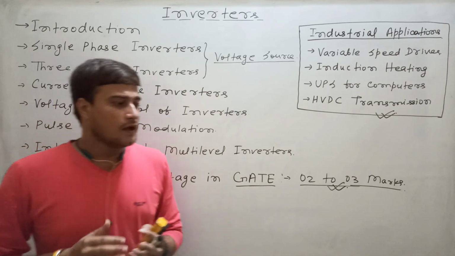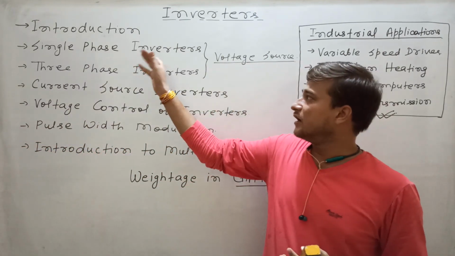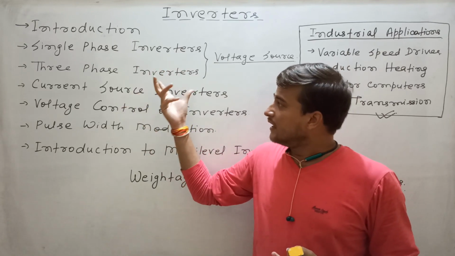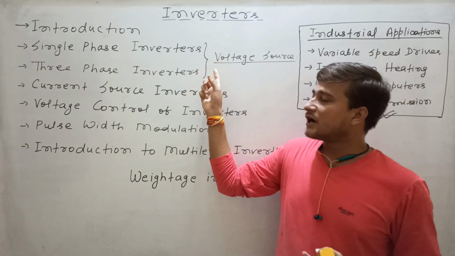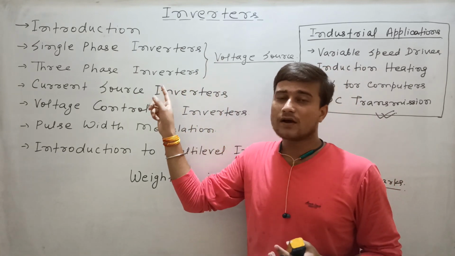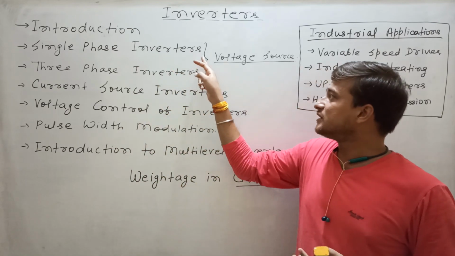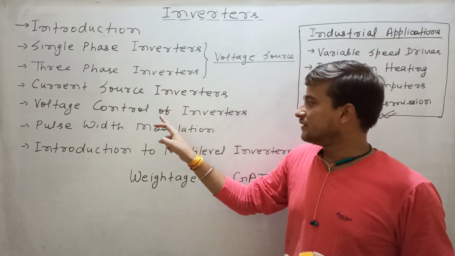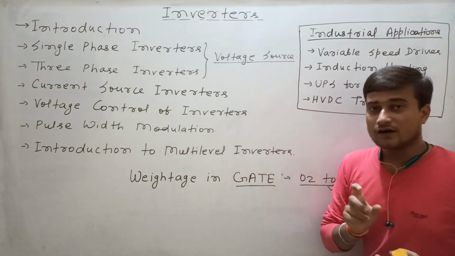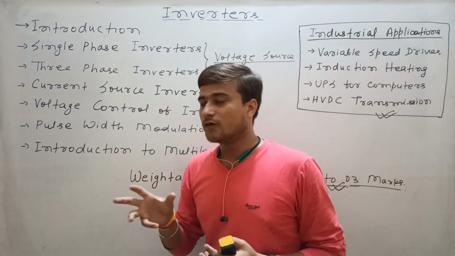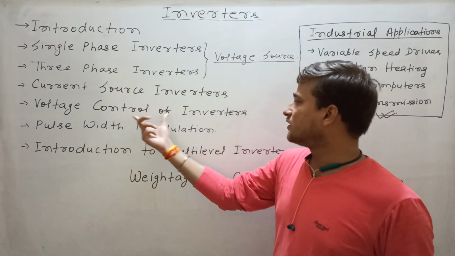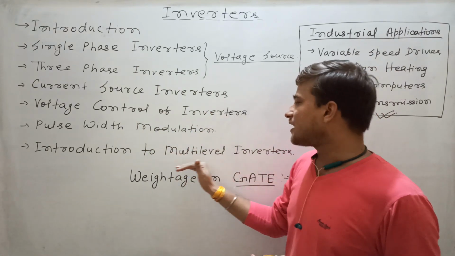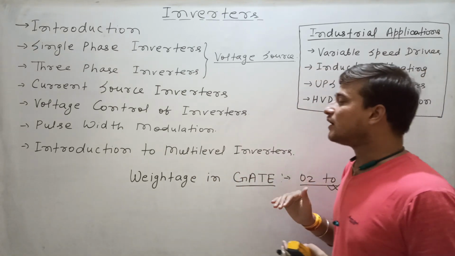Clear? So in the syllabus of inverters, first we will discuss the introduction, then single phase inverters, three phase inverters, and again there are two categories of inverters, voltage source inverter and current source inverter. First we will see voltage source inverters, then current source inverters. Then there are the control techniques of inverters, that means how you will vary the output voltage. For that we will first discuss voltage control of inverters, then pulse width modulation, and at last an introduction to multi-level inverters.